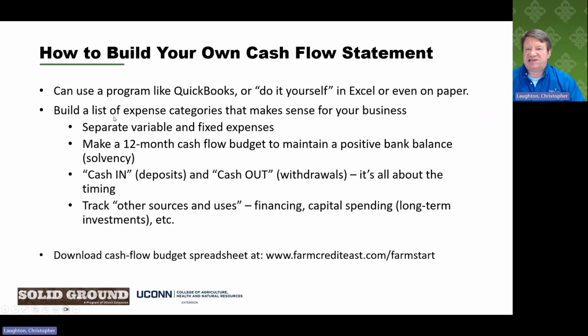So you want to build a list of expense categories that make sense for your business. Separate variable and fixed expenses because they behave differently. And then make a 12-month cash flow budget to maintain a positive bank balance or solvency. And then look at cash in or deposits and cash out or withdrawals. And really, in many cases, it's all about the timing.